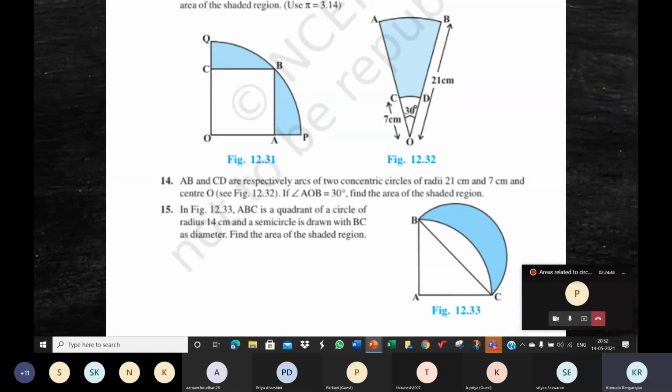Here the important thing is to use the radius carefully. Radius of the quadrant and radius of the semicircle, carefully. They are both different values.